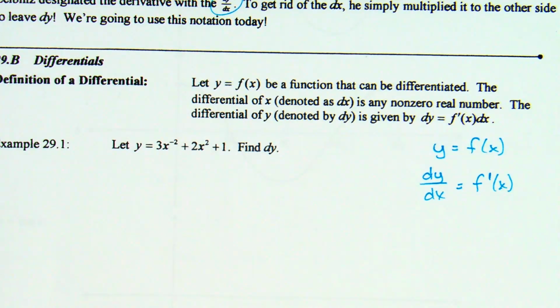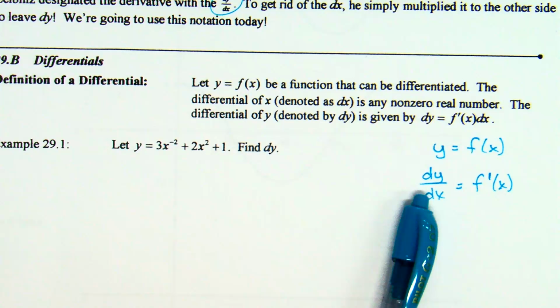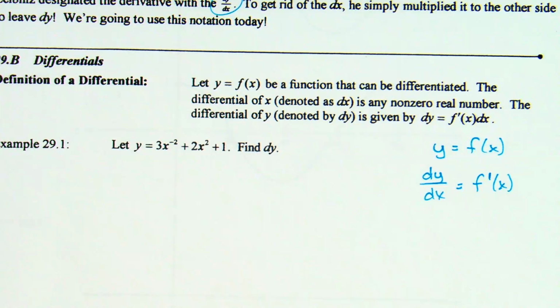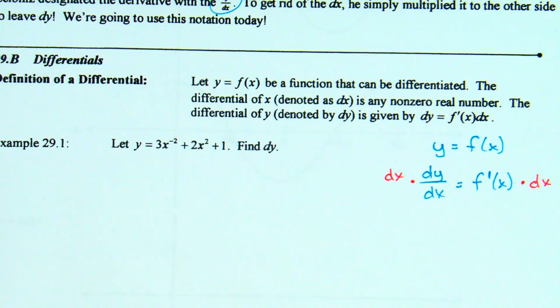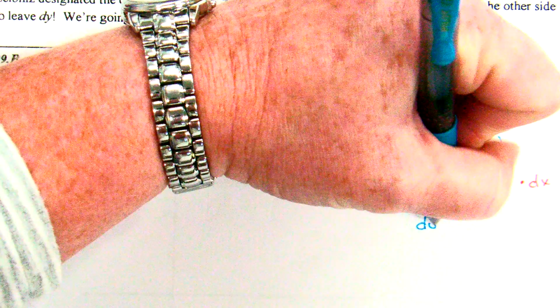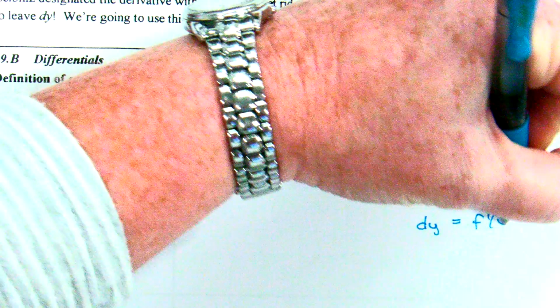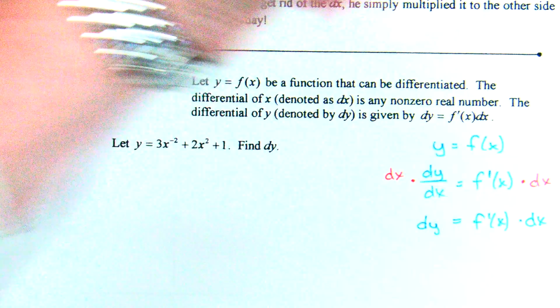If you think of a fraction, how do you solve this equation for dy? If it's dy divided by dx, to get rid of the dx, you multiply by dx. If you multiply one side by dx, multiply the other side by dx. So the dx's cancel, and dy is equal to f prime of x times dx, which is exactly what you see right up above there. That's how that comes about. The fact that, again, it's a fraction, means you can separate it into pieces.